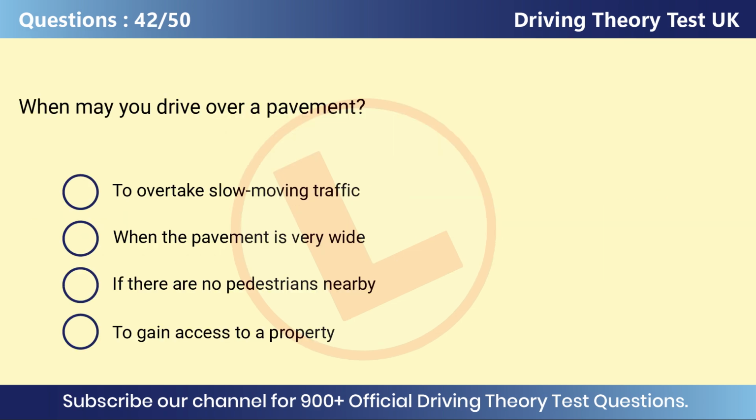Question 42. When may you drive over a pavement? A. To overtake slow-moving traffic. B. When the pavement is very wide. C. If there are no pedestrians nearby. D. To gain access to a property.